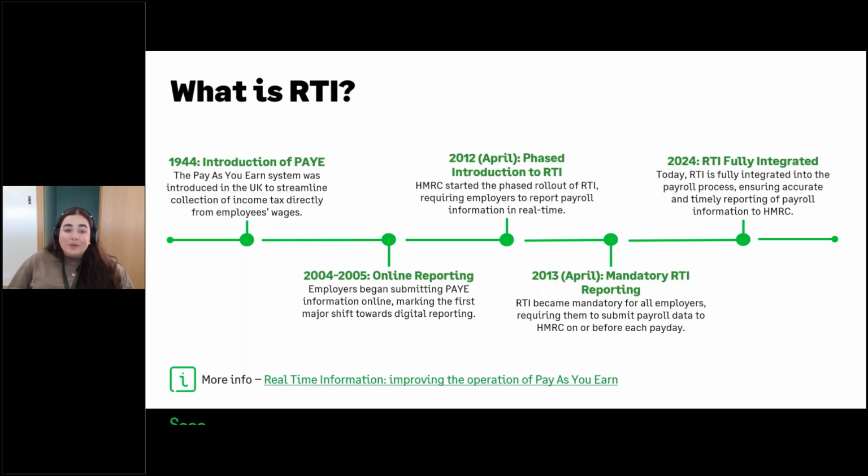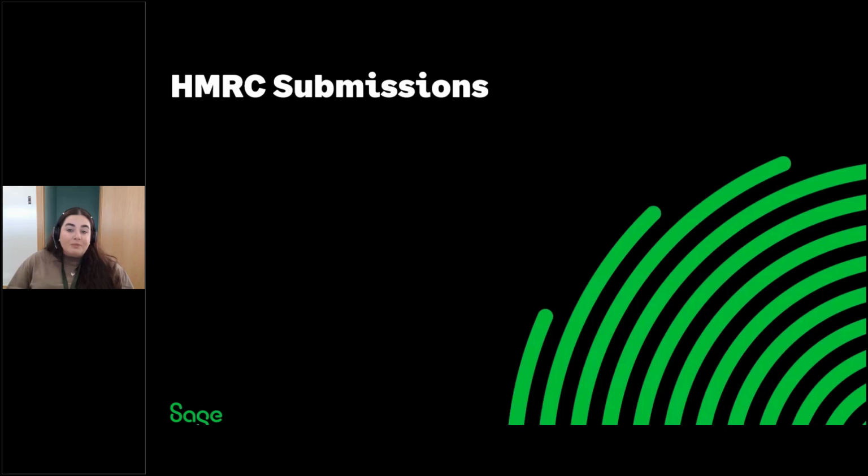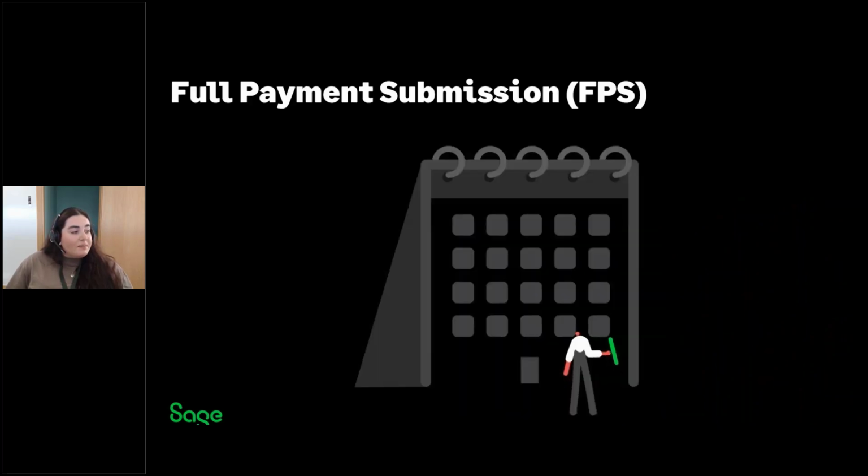So I just thought it was quite interesting seeing the different timestamps there, and I did want to include a little bit about that today. But without further ado, let's move on to our main section of the webinar. This is going to be all about those HMRC submissions. I'm going to be breaking them down and telling you what they are and how to send them to HMRC. And we'll begin with probably the most common submission, which is the full payment submission, or the FPS.